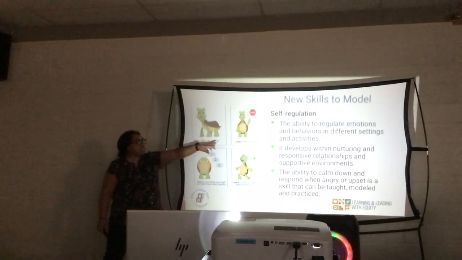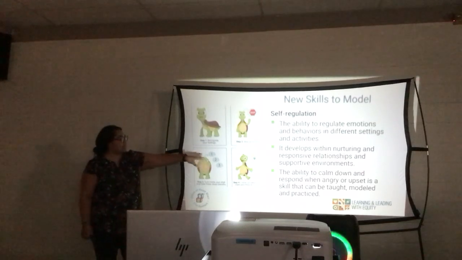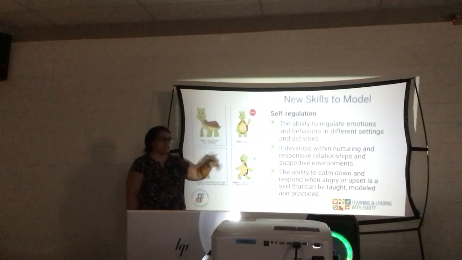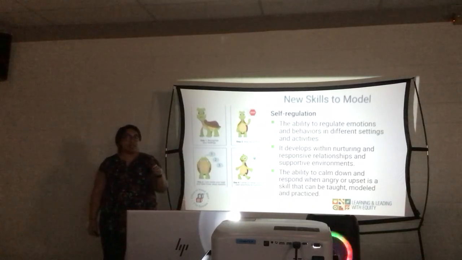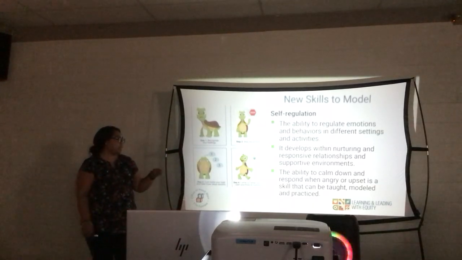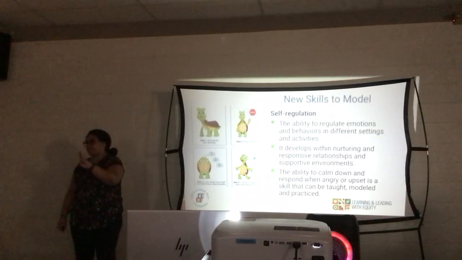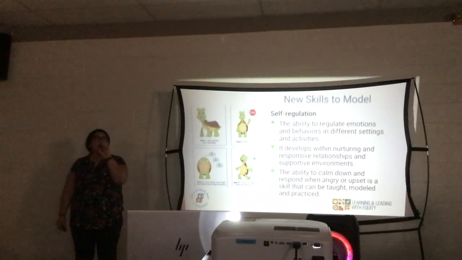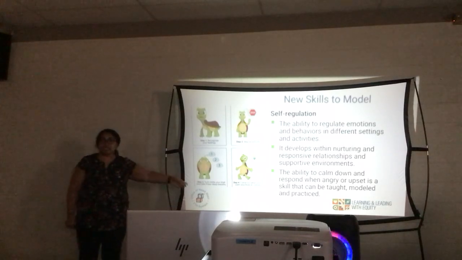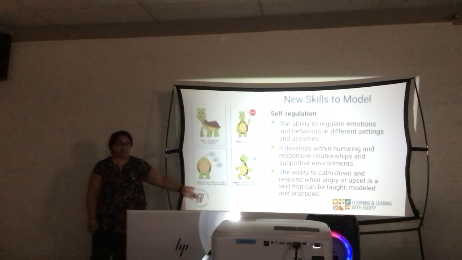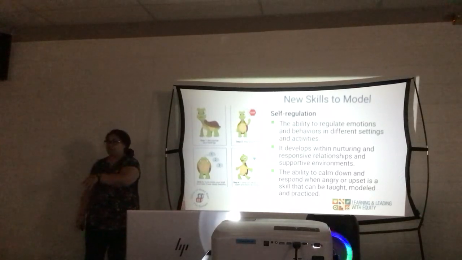So we're teaching self-regulation. It develops within nurturing responsive relationships. Again, you have to build the relationships to do that. It's the ability to calm down and respond when you're angry or upset. It's a skill that can be taught, it can be modeled, it can be practiced. And so when you're thinking about, oh, it's that child, the child that keeps doing it, these skills, you can model it and you can teach it. It takes consistency and it takes time.